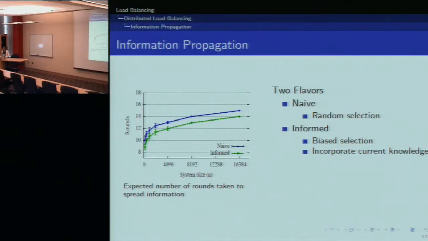But the other scheme, which is the informed scheme, is very similar to the naive scheme, except that the selection of peers incorporates the current knowledge. The current knowledge is the set of underloaded processors we already have. So the selection process is biased not to include them while forwarding the message. This is an improvement on the naive scheme and helps reduce the number of rounds required to propagate the information. This particular graph here shows a system where 50% of the processors are overloaded. So the informed scheme takes a lesser number of rounds in comparison to the naive scheme.